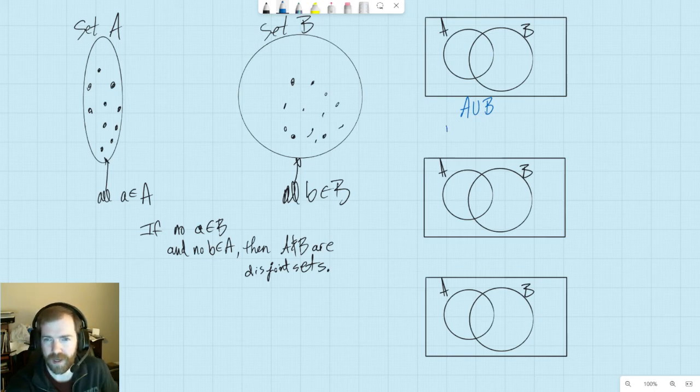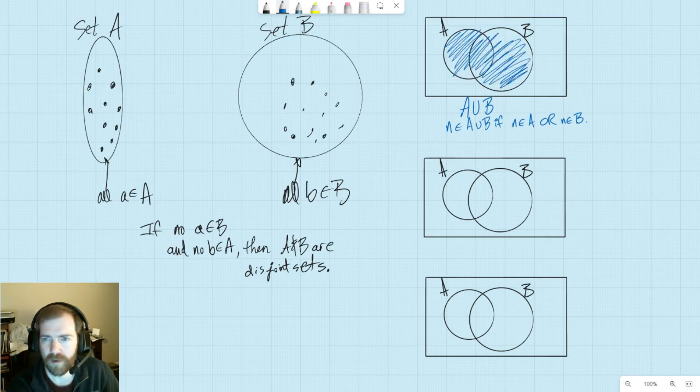Right, so some N is going to be in A union B if N is in A or N is in B. So where are the acceptable locations of N? That's going to be anywhere in any of these individual things. It has to be in at least one of them.